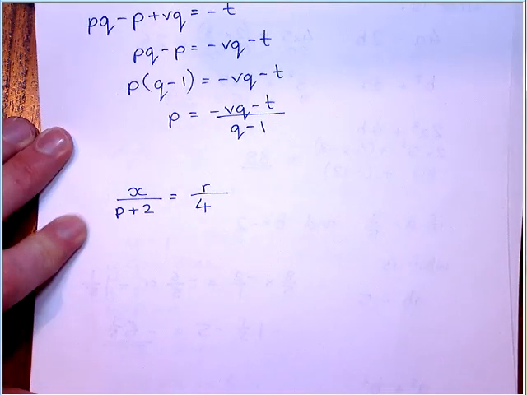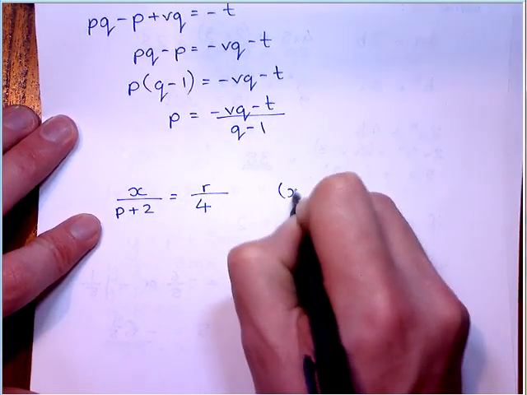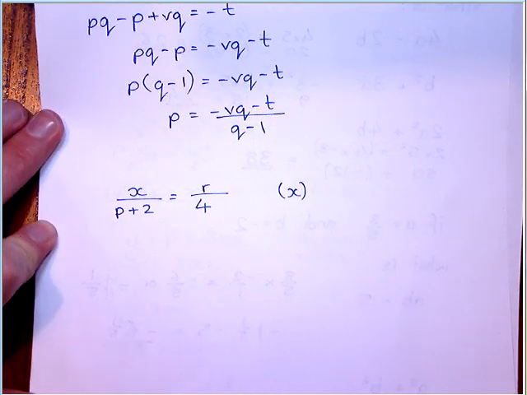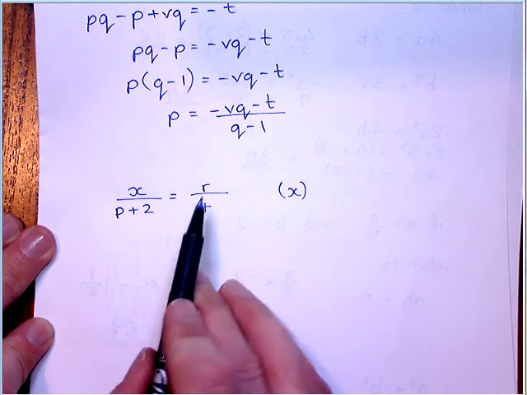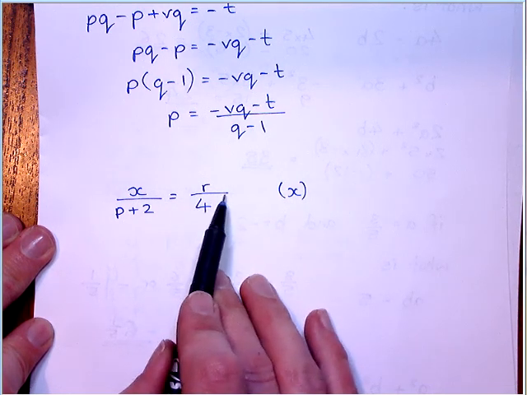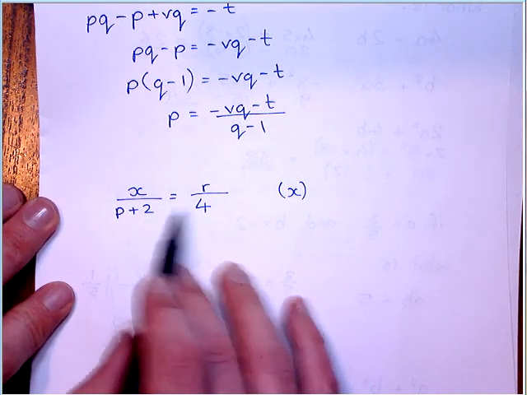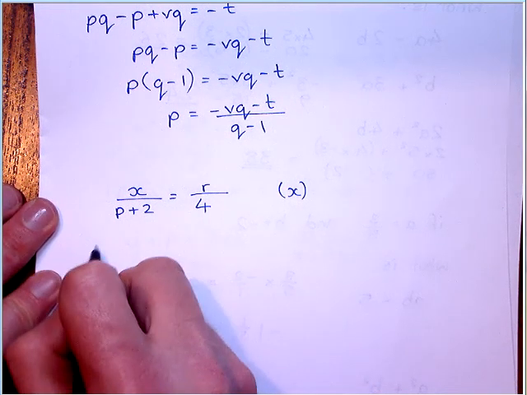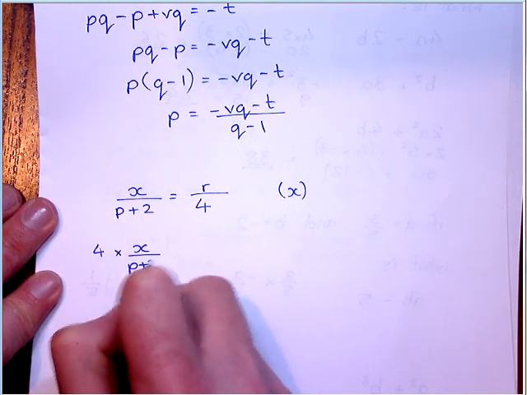Let's have a look at this one. So once again, let's make x the subject. It doesn't really matter which one for this. But now we've got 2. If you think about what I did before, to get rid of this divide by 4, we times by 4. So that's what I'm going to do. I'm going to times by 4 first. So I've got 4 times x over p plus 2.